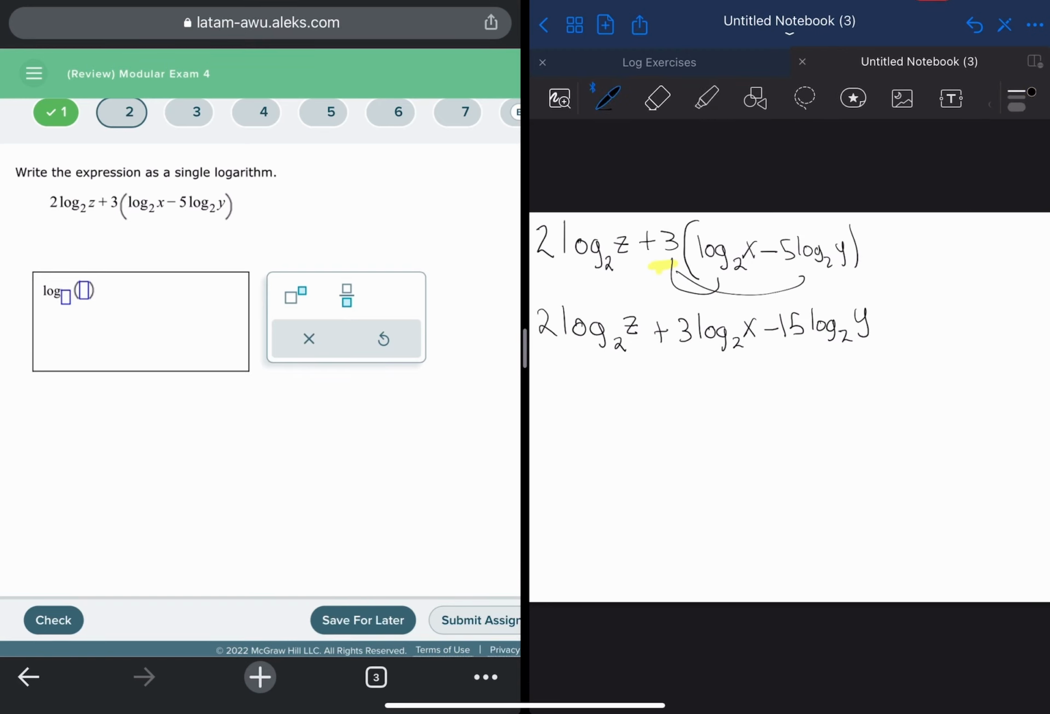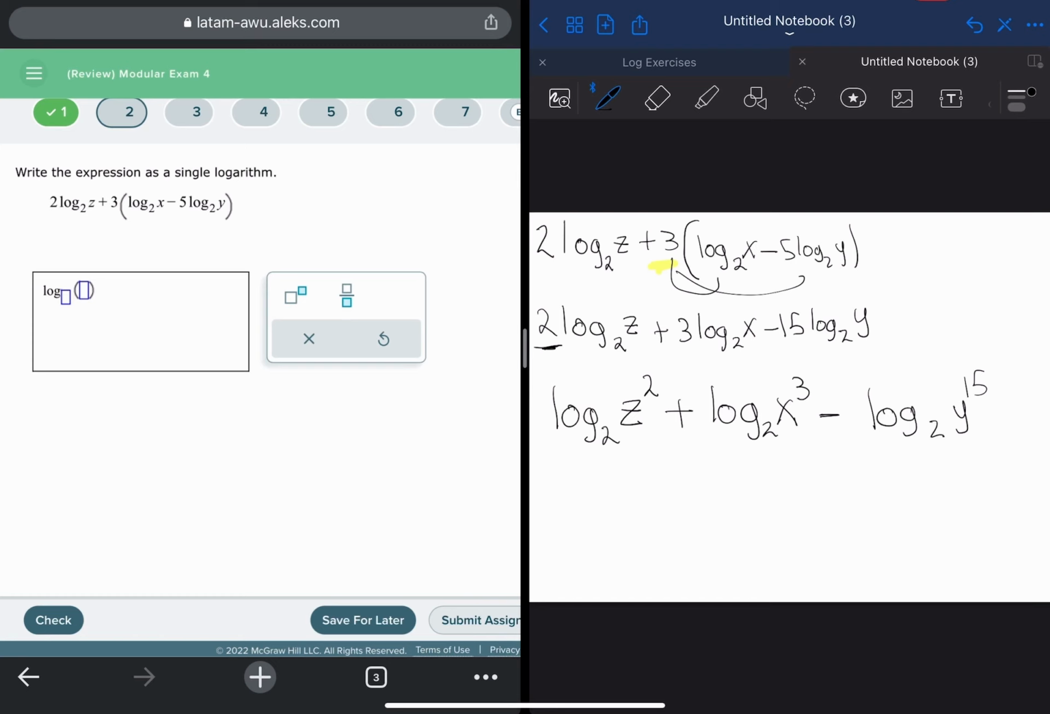I notice here I have that. I can apply that rule here because 2 is multiplying my logarithm. So I can rewrite that as logarithm base 2 of c squared plus. And I can apply the rule here too. So I'm going to write logarithm base 2 of x to the third minus logarithm base 2 of y to the 15.